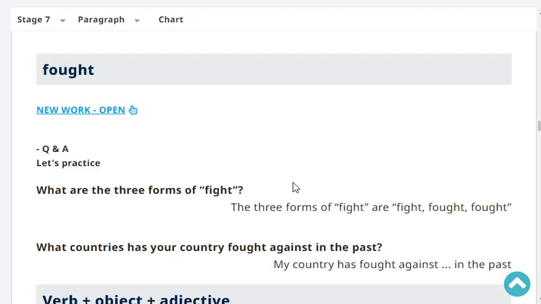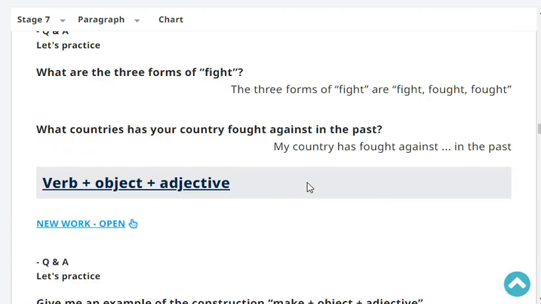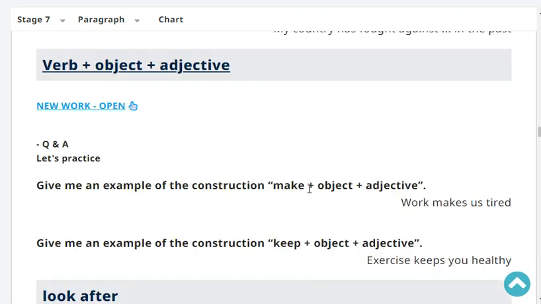What are the three forms of fight? The three forms of fight are fight, fought, fought. What countries has your country fought against in the past? My country has fought against USA in the past. Very good.